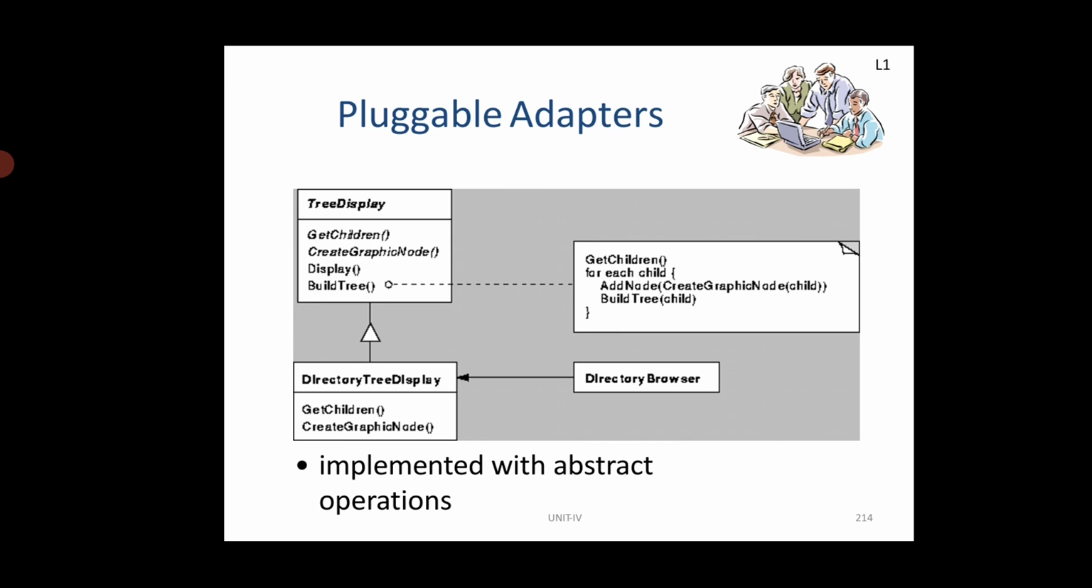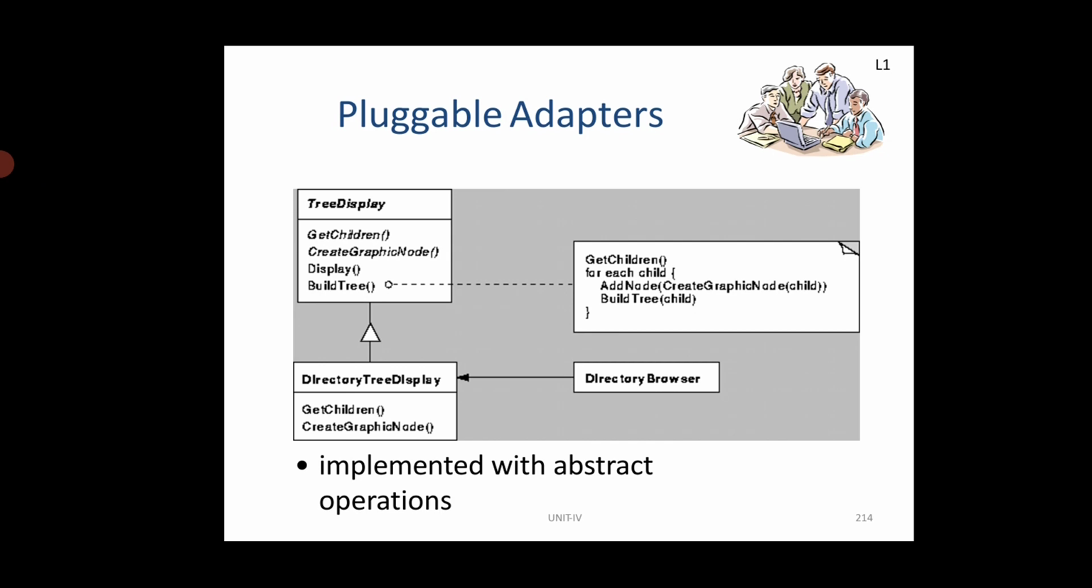Let's look at three ways we need to implement pluggable adapters for the tree display widget described earlier, which can lay out and display a hierarchical structure automatically. Here we need to study the narrow interface, and how to implement the three approaches using the adapter design pattern. First, we implement with abstract operations. Using abstract operations, we define corresponding abstract operations for the narrow adaptee interface.